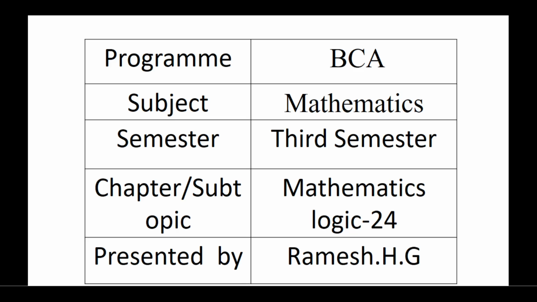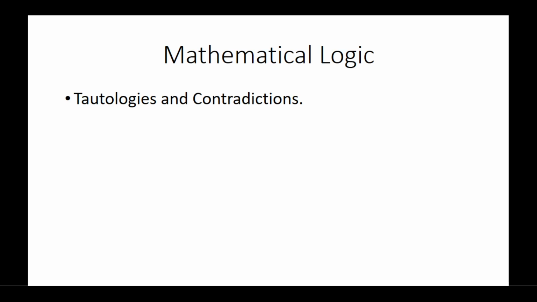If two propositions are connected by the logical connective 'if, then', it is called conditional. If two propositions are connected by the logical connective 'if and only if', then it is called double implication, biconditional. So these are the major logical connectives in mathematical logic. Today we are going to explain the idea of tautologies and contradictions.